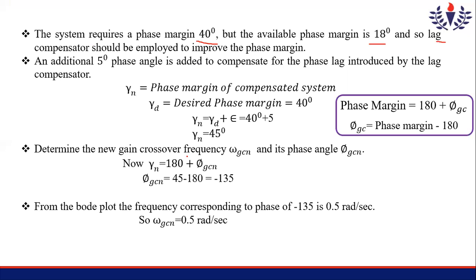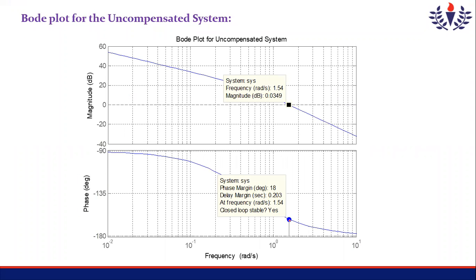For improving this, we are assuming we are adding some 5 degrees. Here, the phase margin is found as phase margin equals 180 plus phi GC. What is phi GC? Phi GC is the phase angle at the gain crossover frequency. If you observe the previous graph, we are showing a phase margin of 18 degrees, and this is the frequency, 1.54. This is the gain crossover frequency, where the magnitude is almost zero. We extend that onto the phase plot, and the respective angle there is the phase angle at the gain crossover frequency. Once we know that, from that we can identify the phase margin.